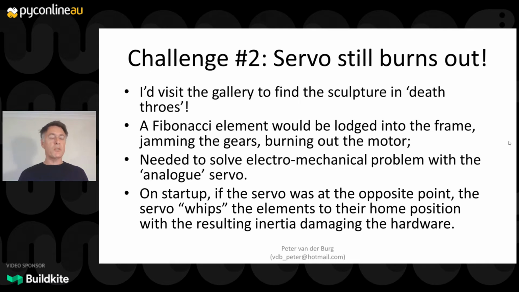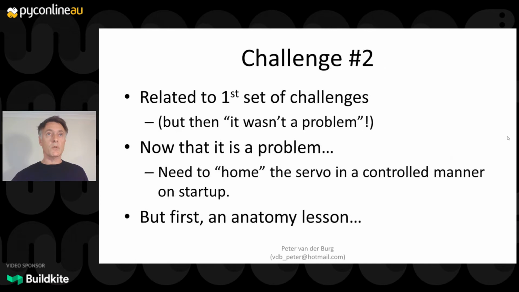The staff would switch the unit off at the end of the day and switch it on in the morning. And if it wasn't in the home position, the initialization of the servo would literally whip the forms into the home position and then attempt to start the routine. And as we saw earlier, there's a lot of energy in that, and it was destroying the motors, basically. So now it is a problem. I need to do something about that.